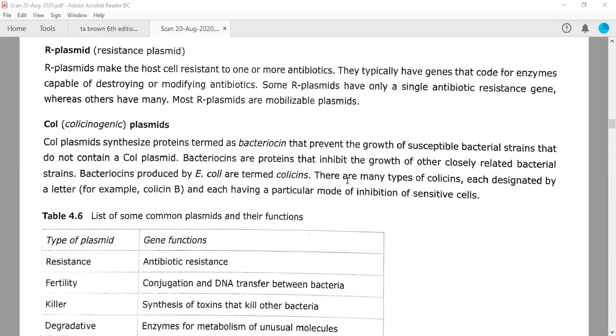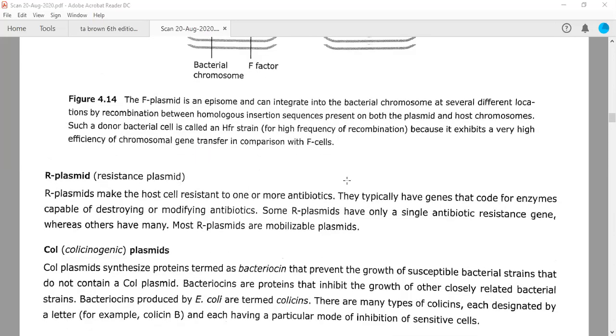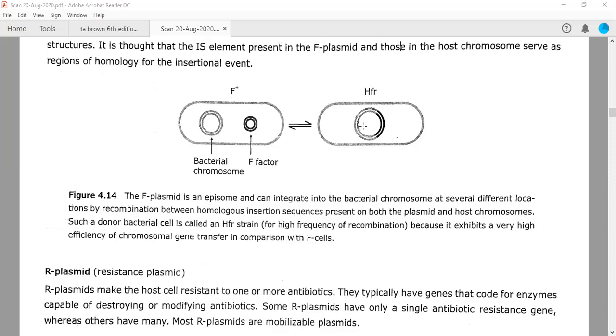We should stop here. Are you able to understand this? If not, please ask me so that I can explain it again.